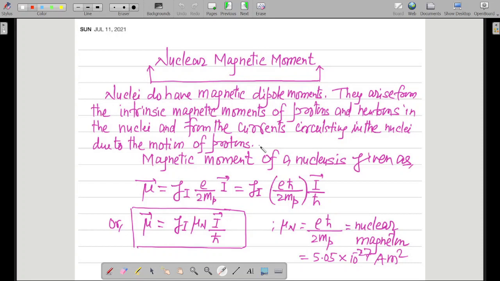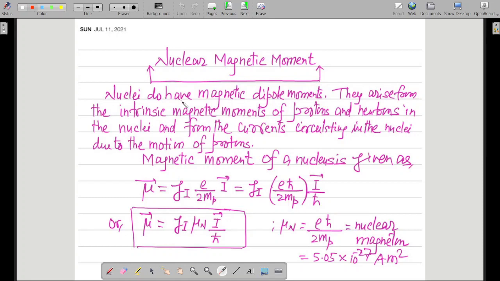You know this very well, that neutron is chargeless. So the current will be constituted only because of protons. Because neutron is chargeless, only proton will constitute the current. So, from the current circulating in the nuclei due to motion of protons, that's why only protons has been written over here. So intrinsic magnetic moment of protons and neutrons and current circulating in the nuclei due to motion of protons, these are the two factors.